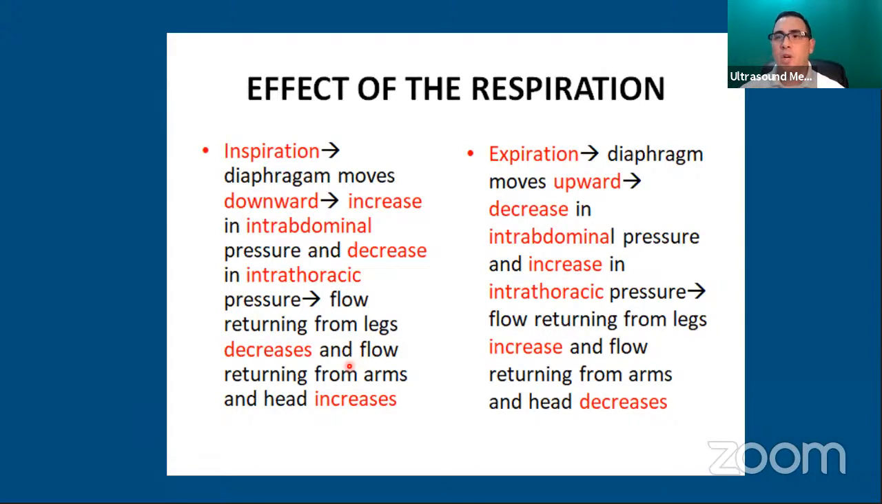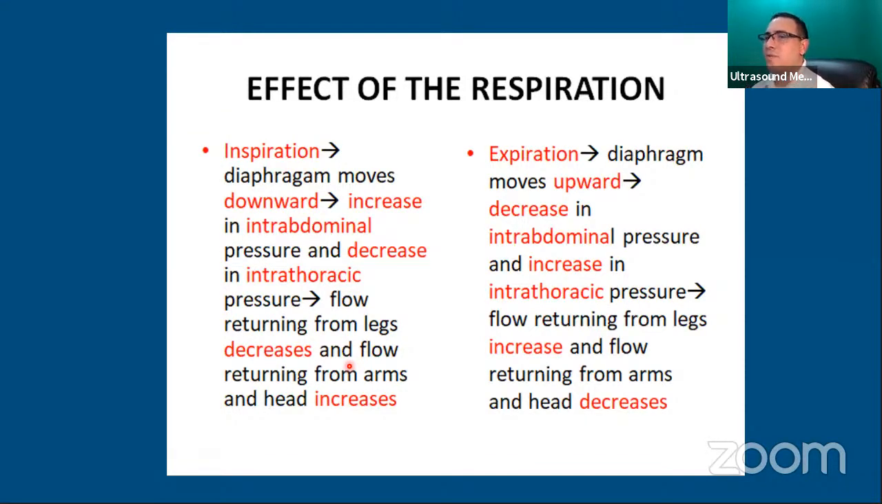So if you know inspiration, of course, you know expiration. During expiration, the diaphragm is just going to move towards the thoracic cavity, right? So the intra-abdominal pressure is going to decrease. The intrathoracic one is going to increase, just the other way around. The flow coming from the legs, or through the IVC, is going to increase, all right? And the one coming from the arms, the neck, and the head is going to decrease.